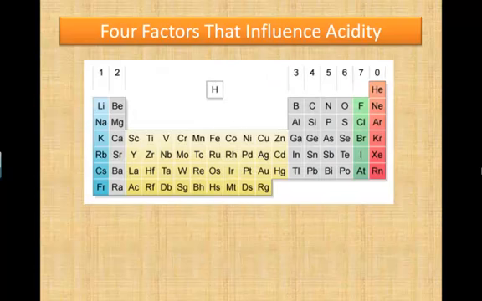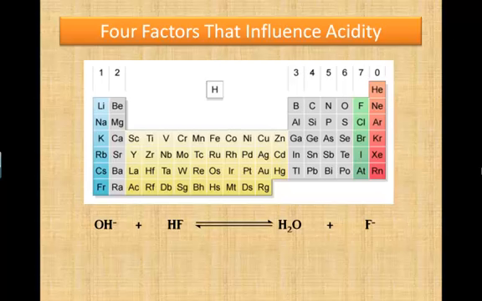Let's look at a couple of examples. Let's look at this acid-base reaction here. We have hydroxide anion reacting with hydrofluoric acid to give us water and F-. Remember that our hydroxide anion and our fluoride anion have to have a counterion. That could be sodium, lithium, potassium. I'm just not showing it because it's really acting just as a spectator ion. It's not participating in the reaction at all.